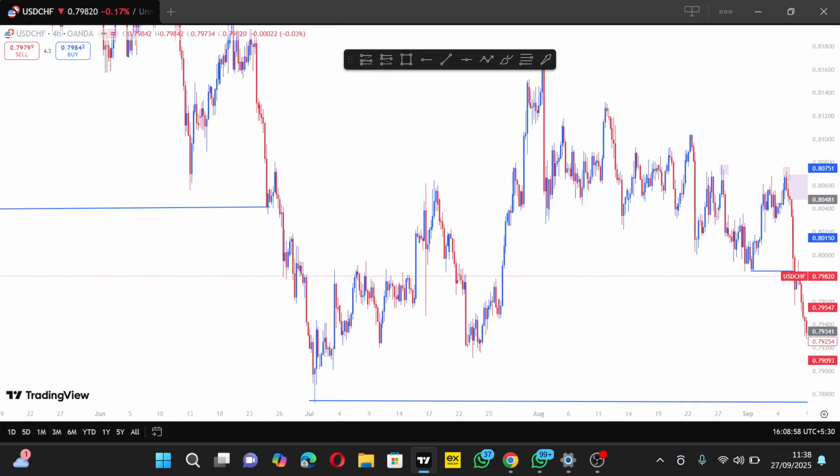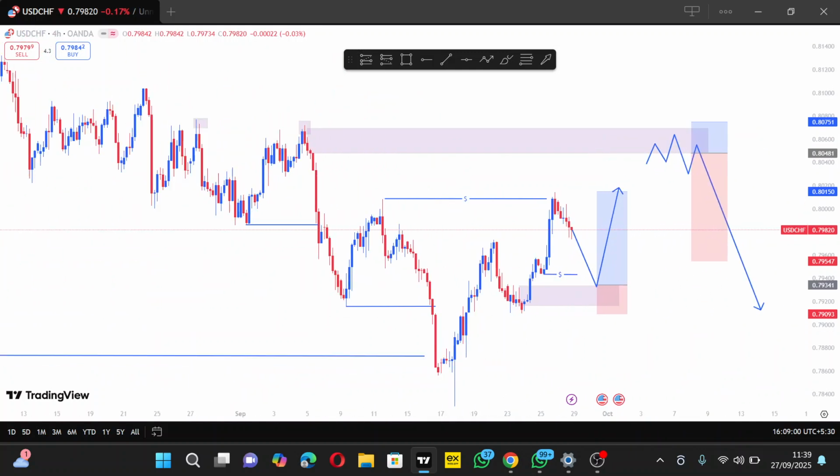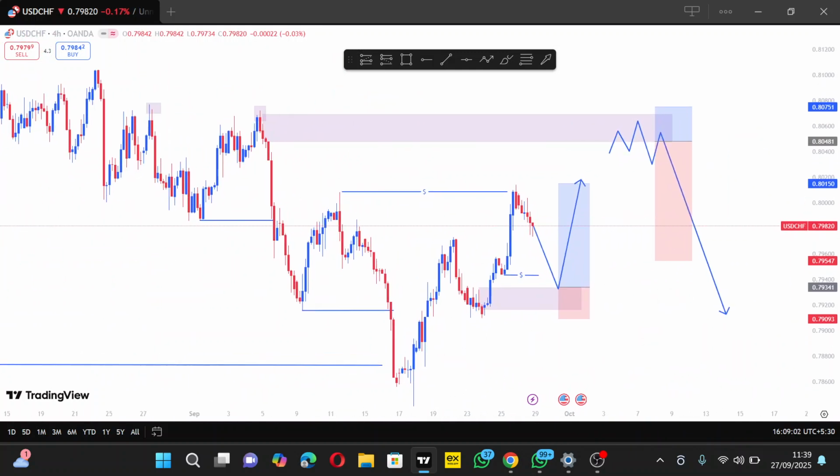And now, why I'm still choosing this area as my POI, let me give you many reasons. I've seen a lot of confluences for choosing that area as my POI. Number one, this was the first break of structure. This is the high that caused the break of structure, leaving a fair value gap before the order block. Are you seeing? There's a fair value gap before the order block.